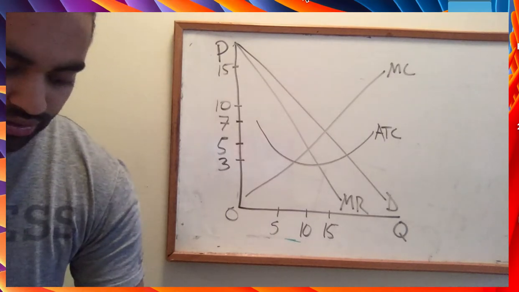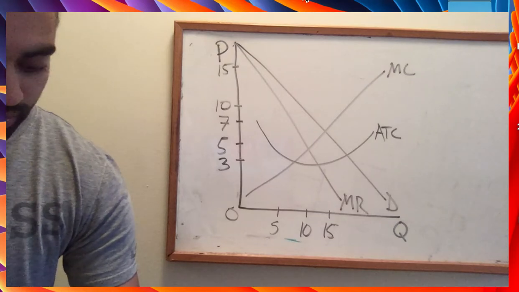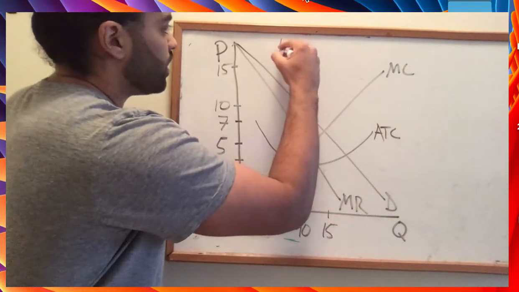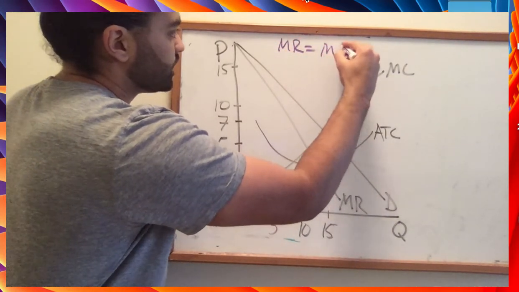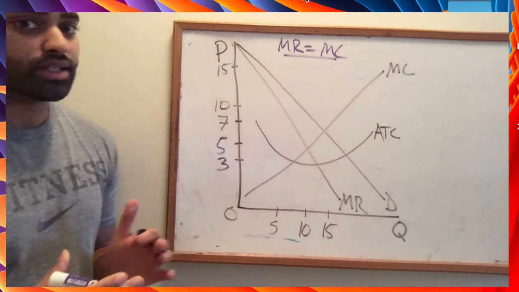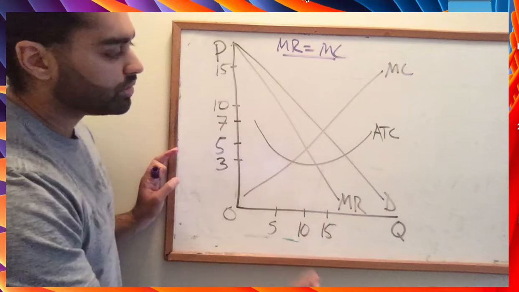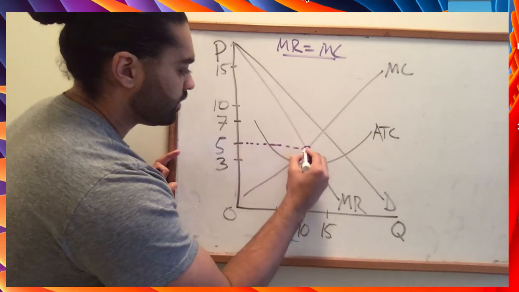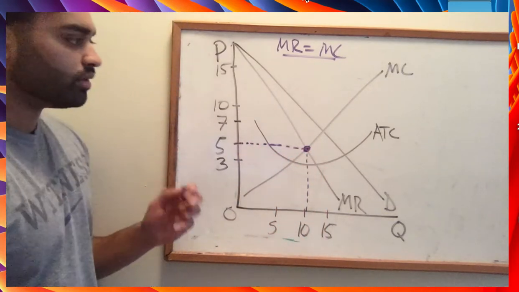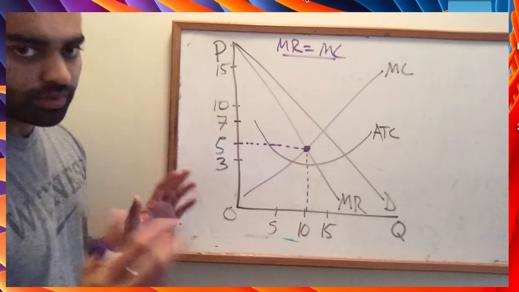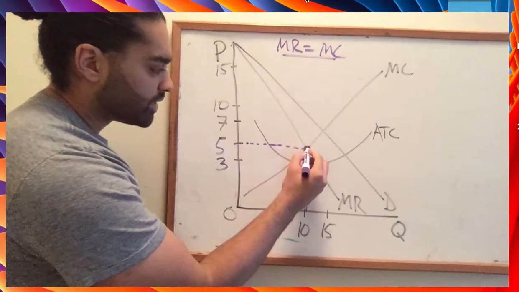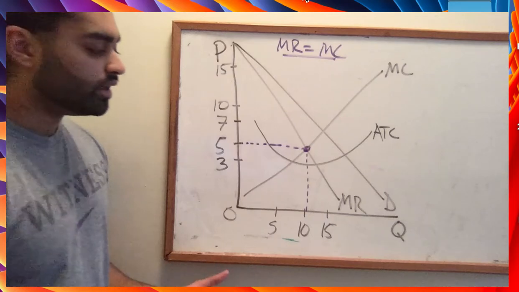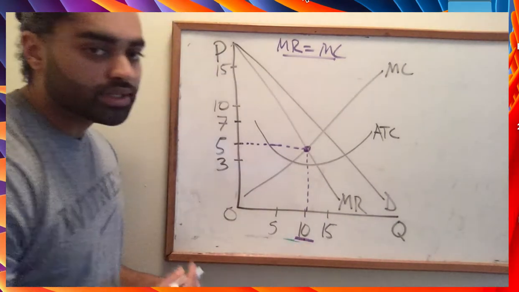The first thing you should do is to calculate or find the point where you maximize profit. We've always said where marginal revenue equals marginal cost, that's always going to be your profit maximizing point, no matter what. So here, where marginal revenue intersects marginal cost is this point right here, at 5 and 10. This is a profit maximizing point. This is going to show us how much we should produce to maximize our profit and what price we should set. So the quantity we should produce is 10 units to maximize our profit.